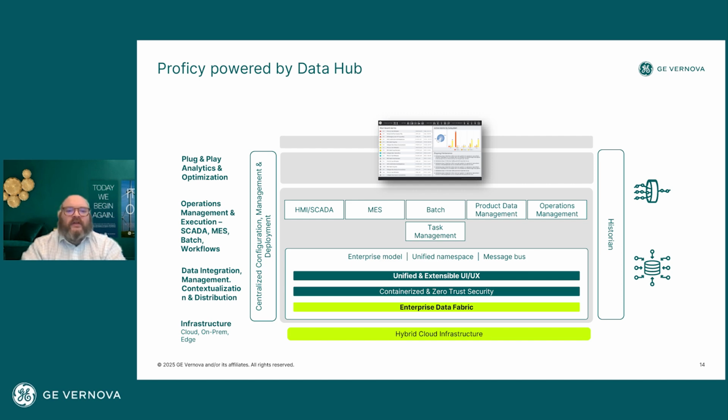Moving up, right? We've seen all this before. The operations and execution layer, SCADA and MES. Because the data is collected and stored here, along with the UX and the security and all of that, and the data fabric, we're able to bring all of this together, right? Centralized configuration, management, and deployment across all of these things. You can see key component parts like task management or product data or batch, for example. All of it will be fed through. You'll be able to look at it all through Operations Hub, and it will all be underpinned by Historian.